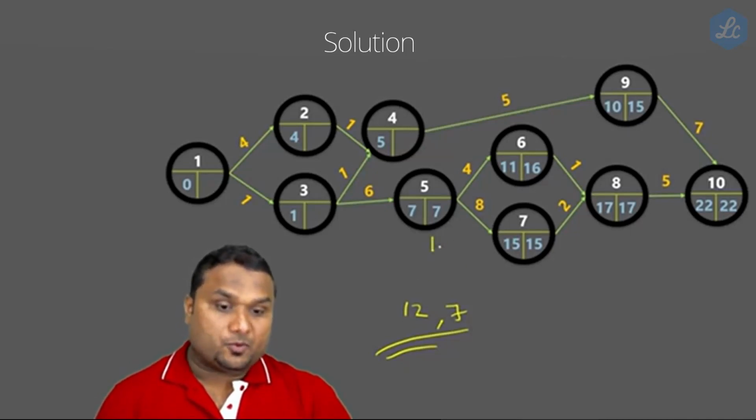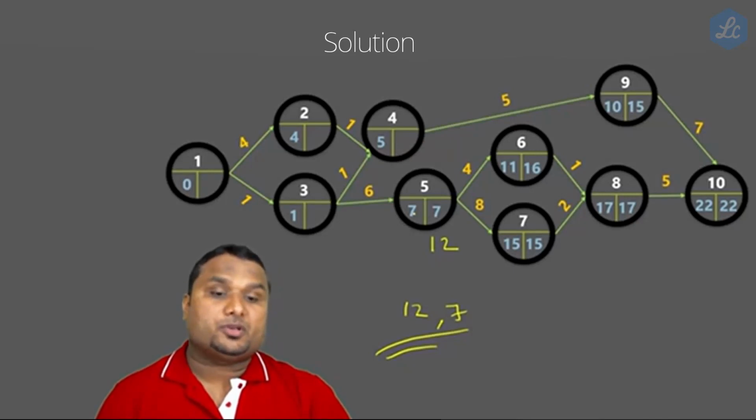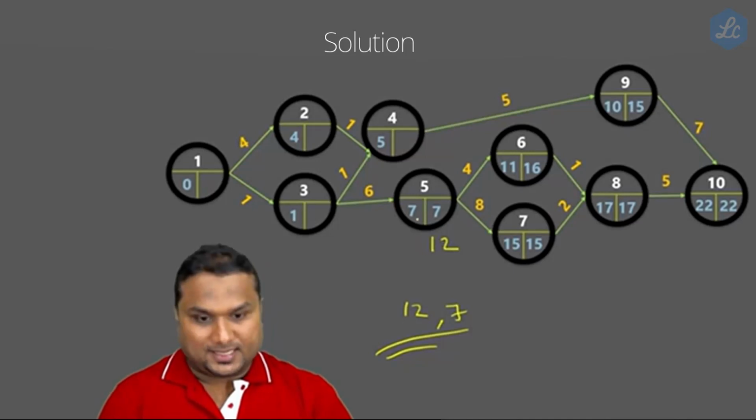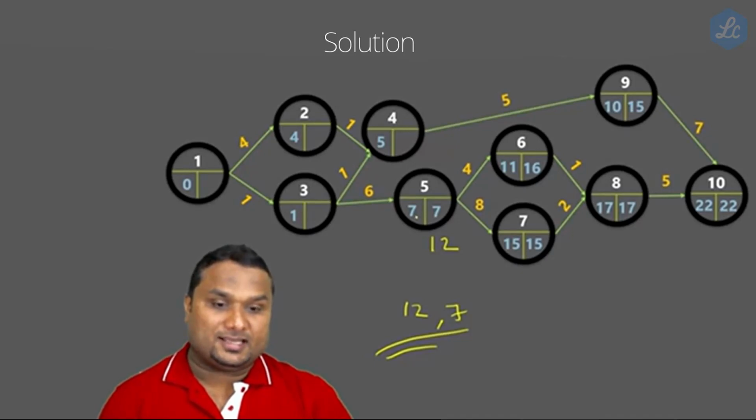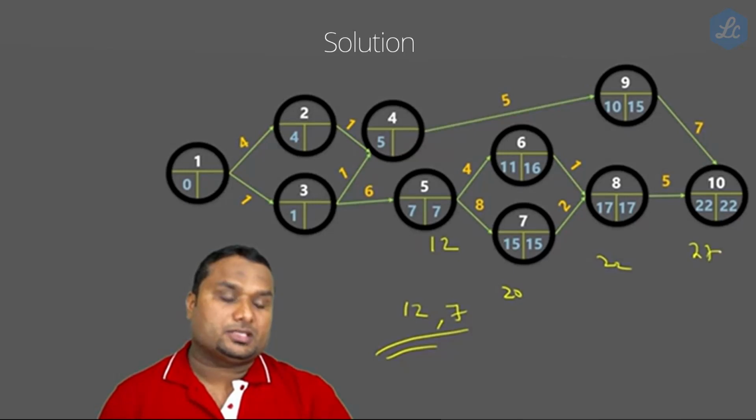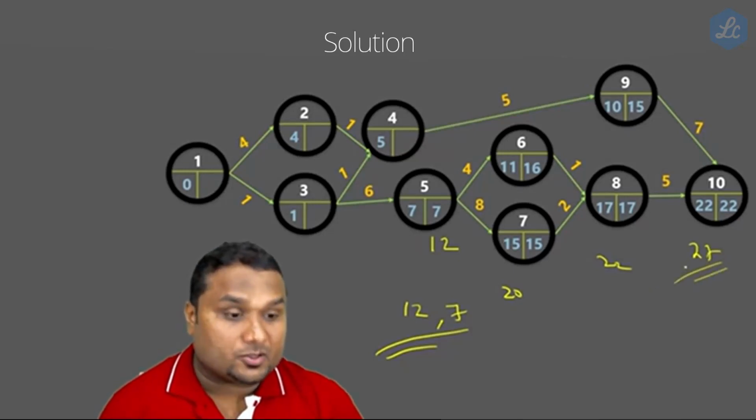Suppose you put 12. This means the job can start either on 7 or on 12. Suppose you start on 12, what happens? 12 plus 8 is 20, 20 plus 2 is 22, 22 plus 5 is 27. The project will be completed on 27.